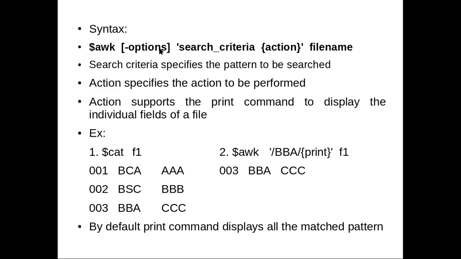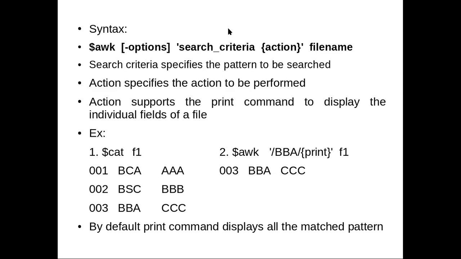Usually, the file will contain fields. So what symbol are we using to separate the fields in the file? That symbol we can mention here. Suppose I am using the pipe operator to separate the fields in the file. I will mention the option -F followed by the pipe operator. That means F indicates the field separator and the pipe indicates that the pipe symbol is used as the field separator in the file. Then followed by the search criteria and action in single quotes.